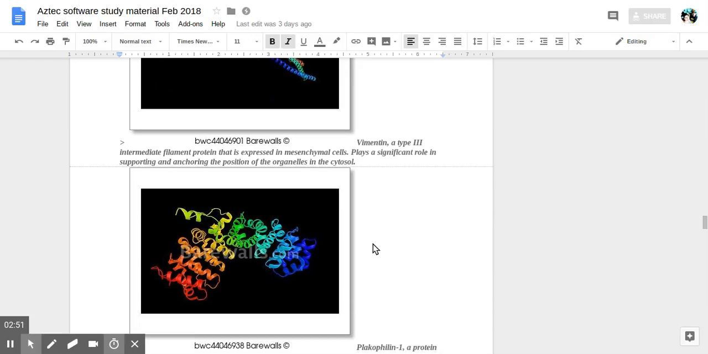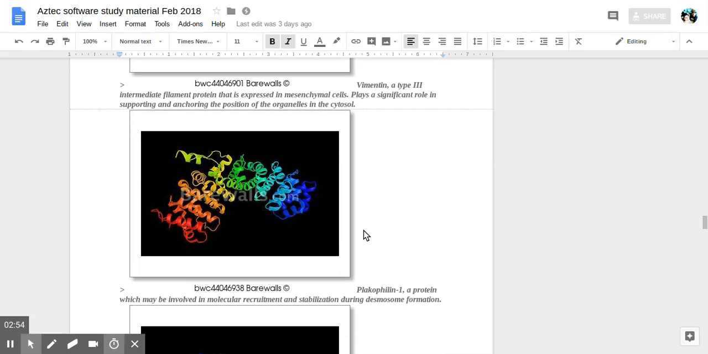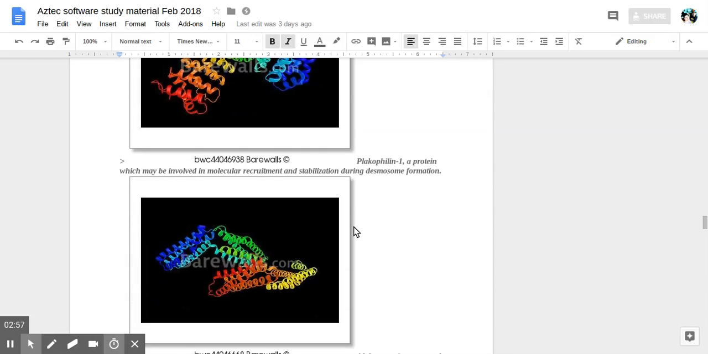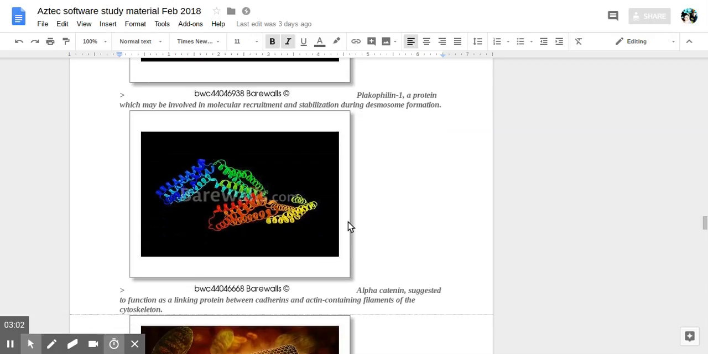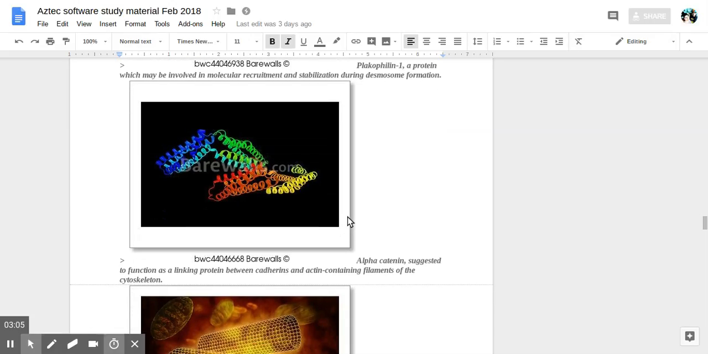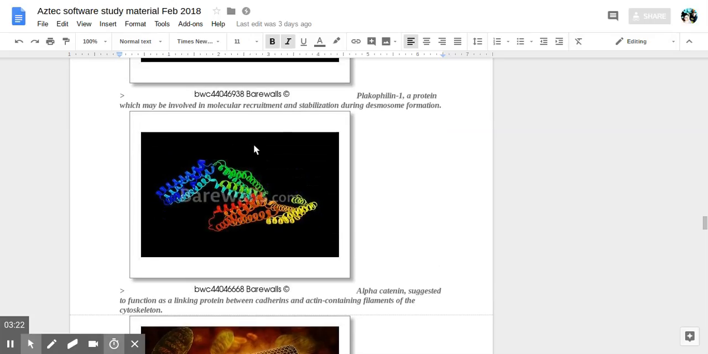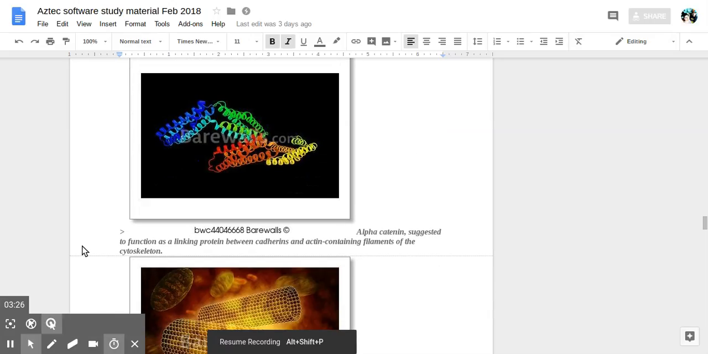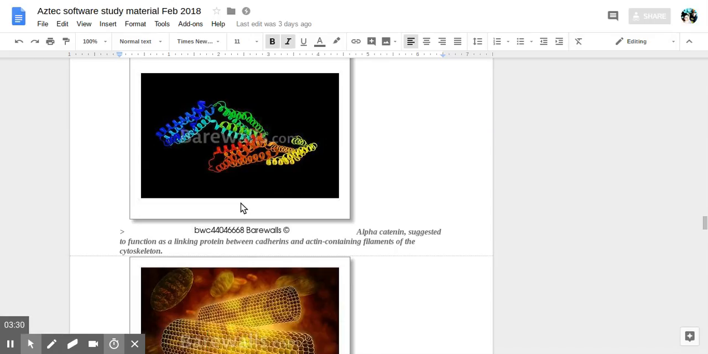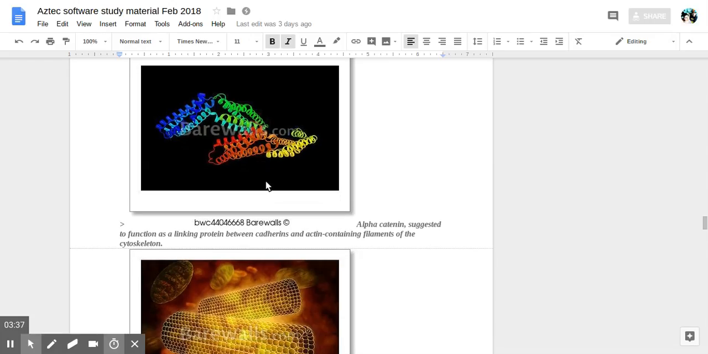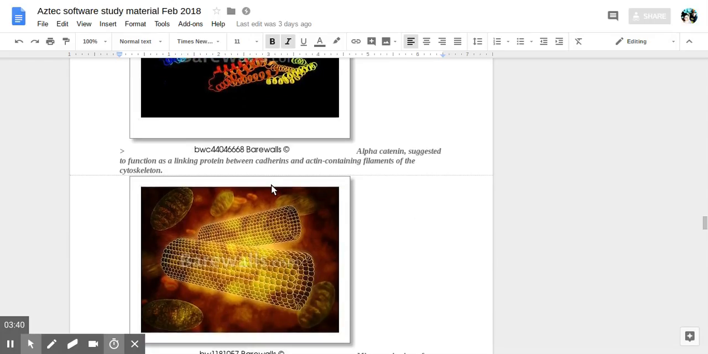And they also help with these connections, help with receiving important molecules from cell to cell. Plakophilin 1 is a protein which may be involved in molecular recruitment, let's see, which one was it? Okay, this is alpha-catenin, suggested to function as a linking protein between cadherins and actin-containing filaments of the cytoskeleton. So, different kinds of proteins interacting.